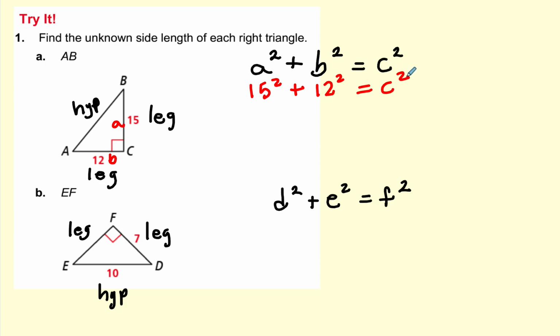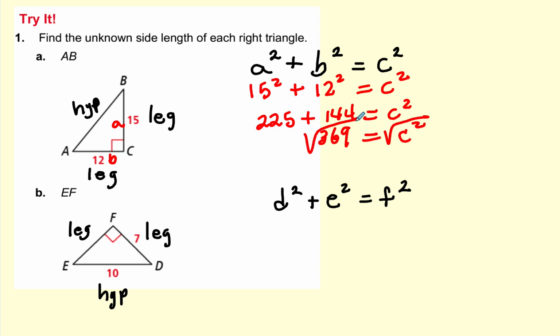Okay, when I square those, that'll be 225 plus 144, and that equals C squared. And 225 plus 144 equals 369. And then I'm going to take the square root of both sides. And when I take the square root, I get approximately 19.2. That's going to be equal to C. All right, let's do the next problem.